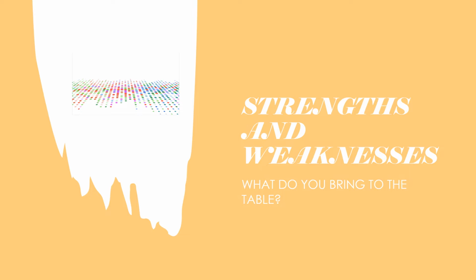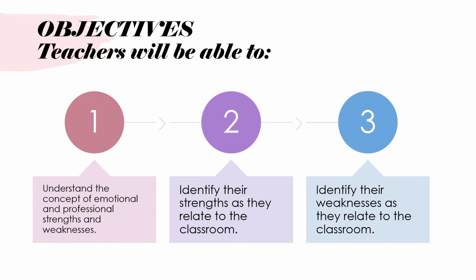Strengths and weaknesses. What do you bring to the table? Objectives. Teachers will be able to: 1. Understand the concept of emotional and professional strengths and weaknesses. 2. Identify their strengths as they relate to the classroom. And 3. Identify their weaknesses as they relate to the classroom.